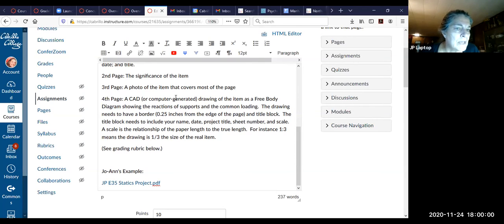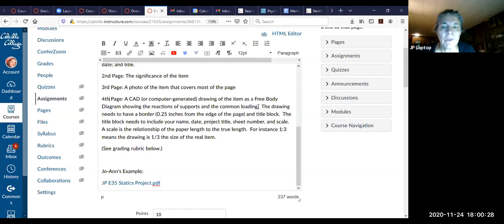Now, a number of you have taken AutoCAD, Engineering 25. Those of you who haven't, like Jordan, I know you haven't taken it, but you're a whiz at doing all that drawing on your iPad. So just draw it somehow, but I want it to be computer generated. You're going to draw the item as a free body diagram, which means it's a free body removed from its connections. And you're going to show all the reactions at the supports and the common loading.